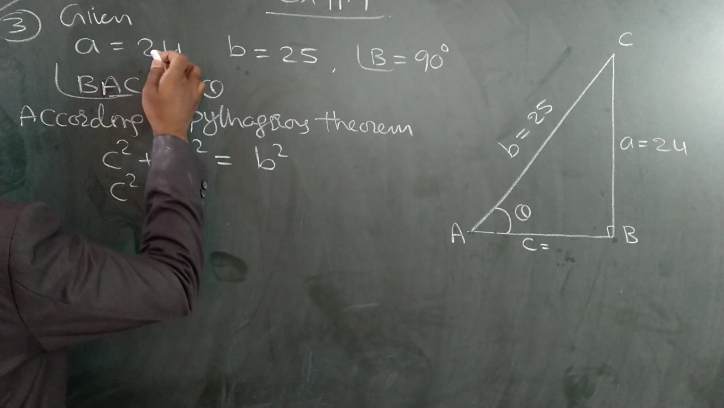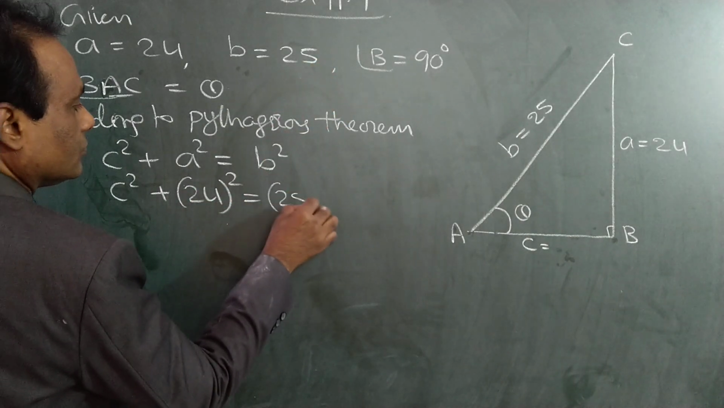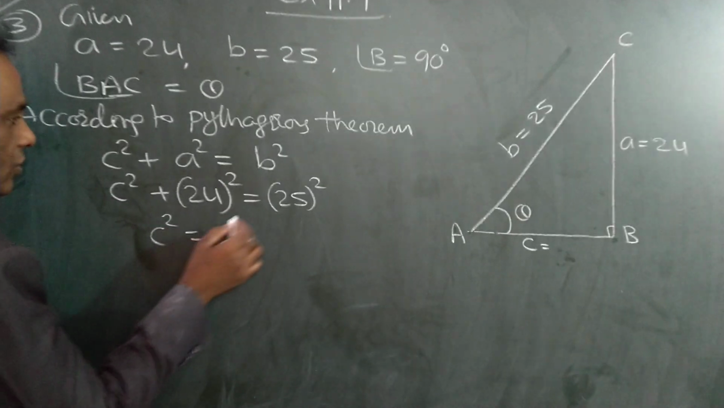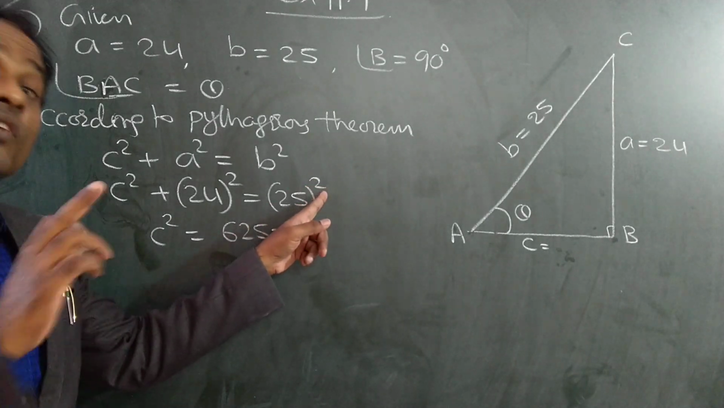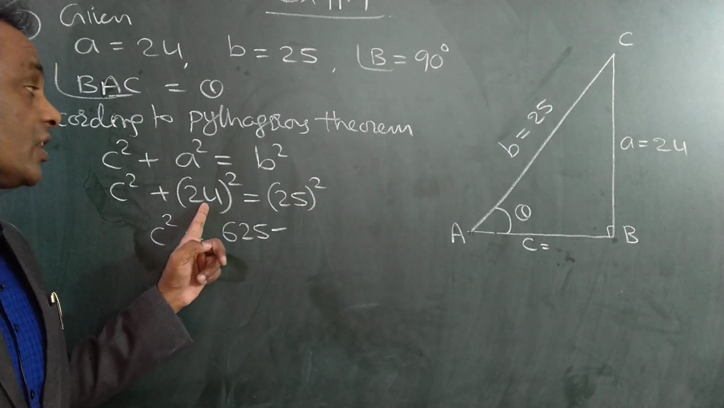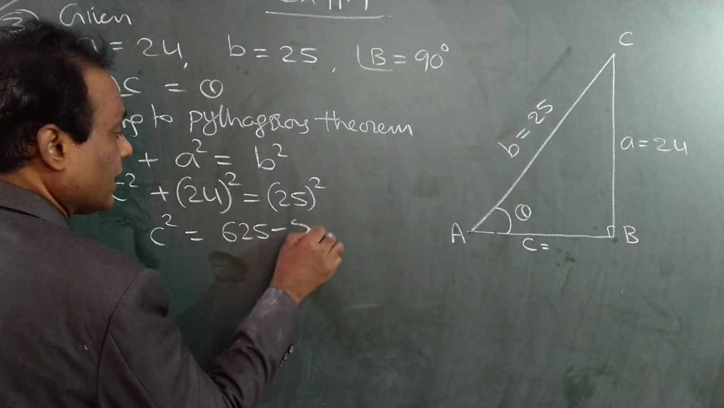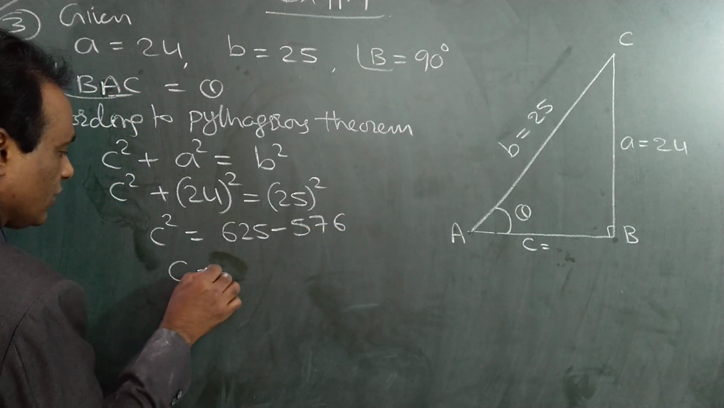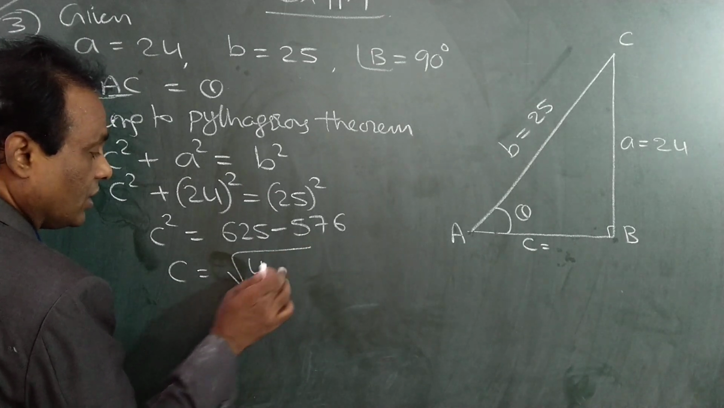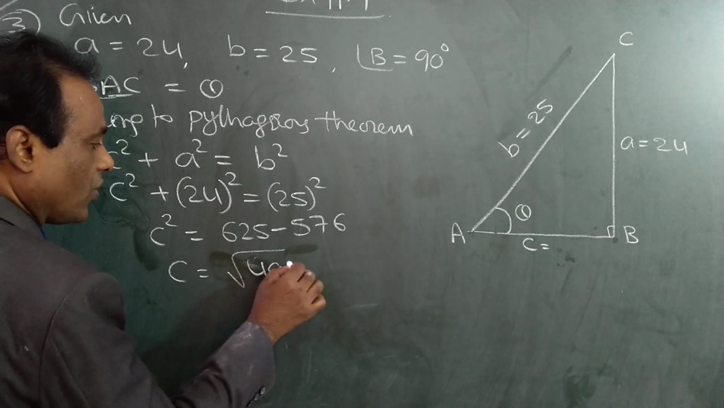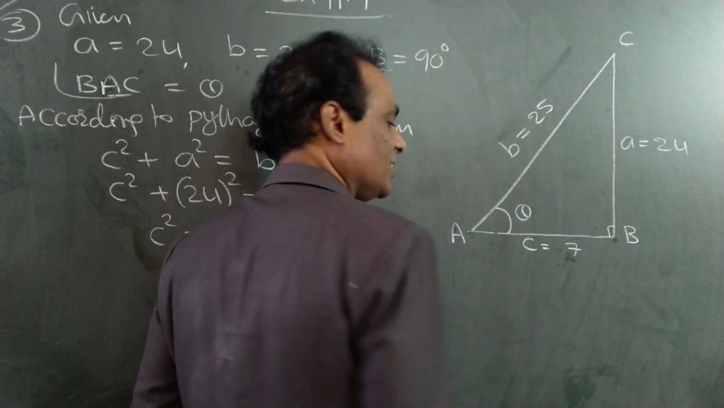A is 24. B is 25. C square is equal to 25 into 25, 625, minus 24 square, 24 into 24, 576. Moving it to the right side, minus 576. So C is equal to root of 625 minus 576, which is 49, root 49 is 7. We got it.